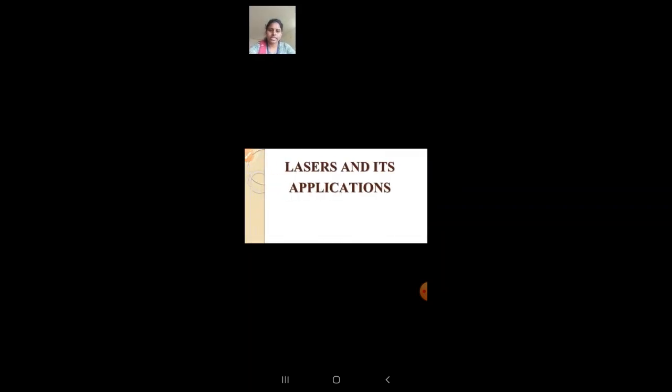Today we will discuss the topic: lasers and their applications. Here L means light, A means amplification, S means stimulated, E means emission, R means radiation. So finally, light amplification by stimulated emission of radiation is the abbreviation of laser.